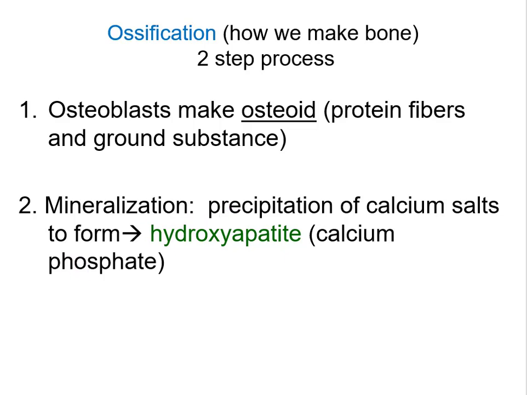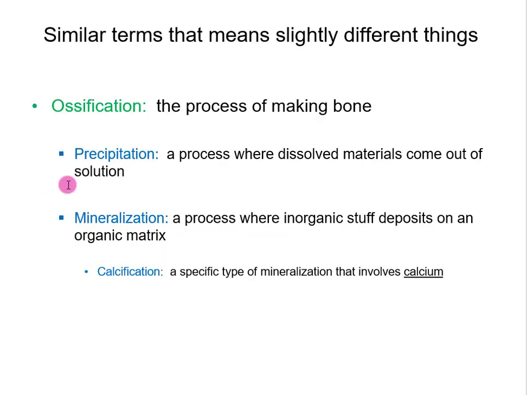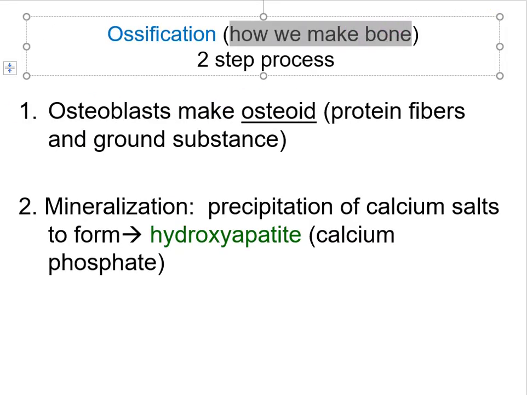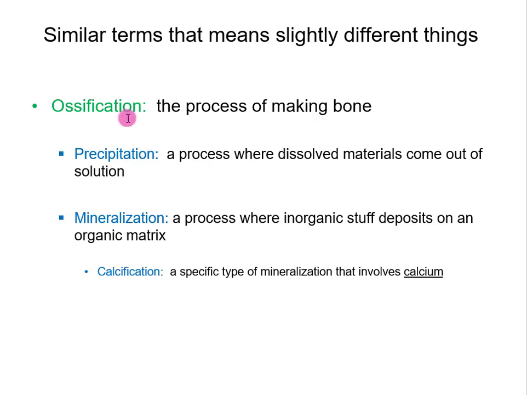All right, now there's a few terms that are used out there commonly in a lot of different textbooks or YouTube videos and things like that. And so I want to clarify some of these things. These are very similar terms, but they do mean slightly different things. So ossification, what is ossification? Ossification is the process of making bone. I had that on the previous slide. Ossification is how we make bone. So that is ossification. Now, within ossification, there are these three words: precipitation, mineralization, calcification.